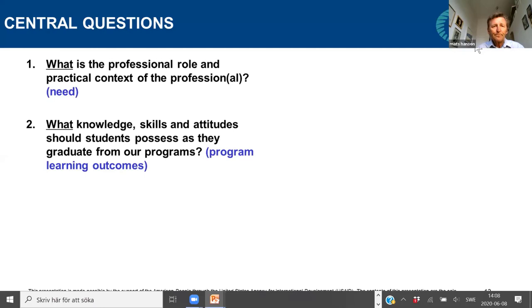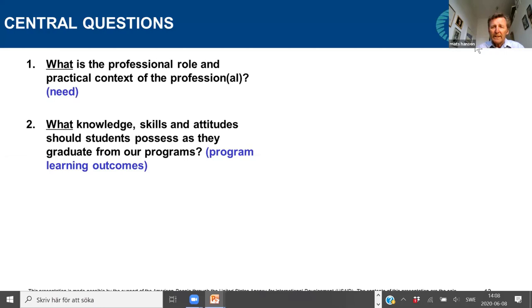And when we know the needs, we have to figure out what kind of knowledge, skills, and attitudes the student should possess when they graduate from our programs. We have to define the programs, the bachelor program, the master program, whatever. And we are doing this normally by the learning outcomes. And I know from my visit in Cairo in December that you have done a great job doing this kind of exercise to do the program learning outcomes on the program level, but also on the course level.